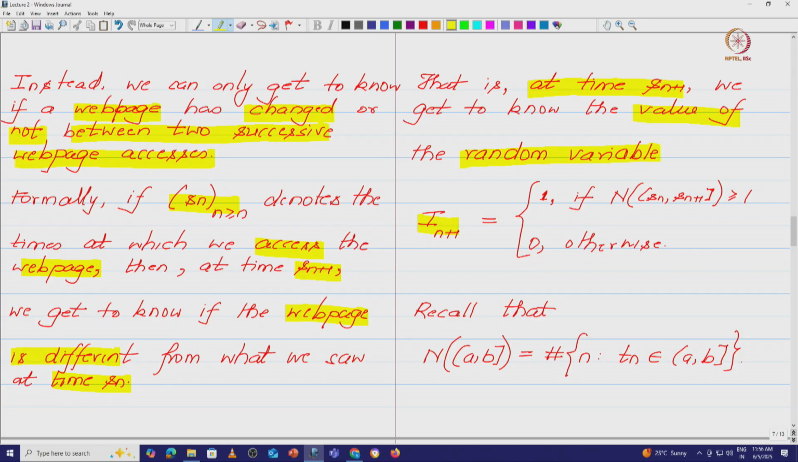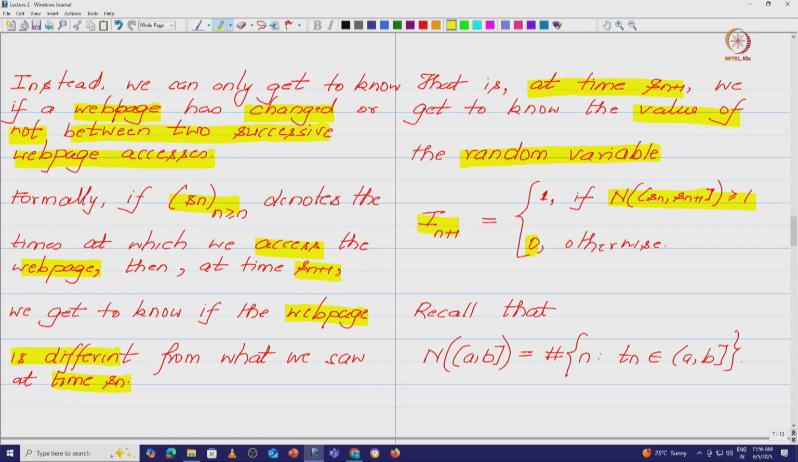It is 1 if between Sn and Sn plus 1 there was at least one time instance where the web page changed. So more formally, In plus 1 will equal 1 if N of Sn comma Sn plus 1, that is the number of changes in this interval Sn to Sn plus 1, was greater than or equal to 1, and 0 otherwise. So what I am saying is that if the future copy and the previous copy do not differ from each other, then you can conclude that the web page has not changed. On the other hand, if the future copy and the previous copy differ, then one can conclude that yes, the web page has changed.